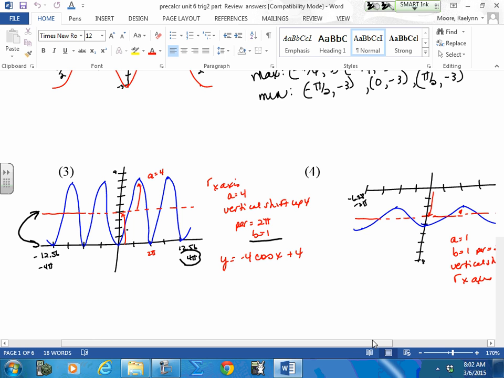I won't give you any phase shifts in your transformations because you would never be able to know if it was a cosine or a sine.